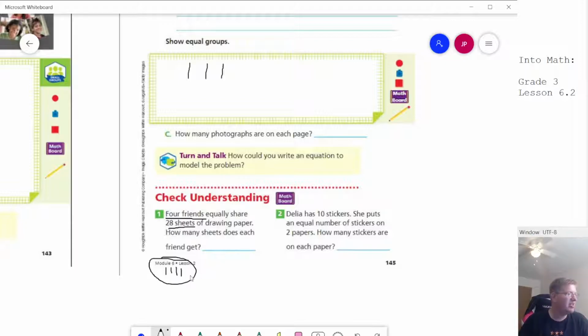If I wanted to make groups of 4 and circle them, I would end up with 7 when I'm done. If I wanted to use 10 stickers and put an equal number on 2 papers, we can do that really quickly. We would circle groups of 5 to make 10, and so we would put 5 stickers on each page. So there's an idea of some of the things that we're working on.